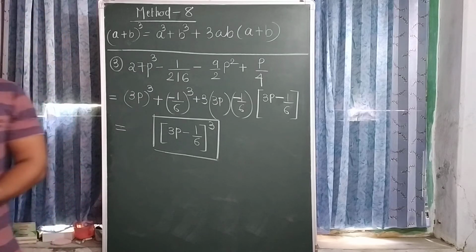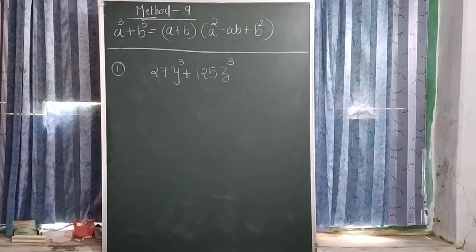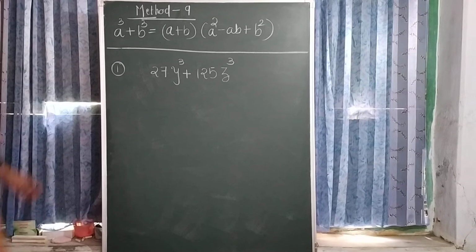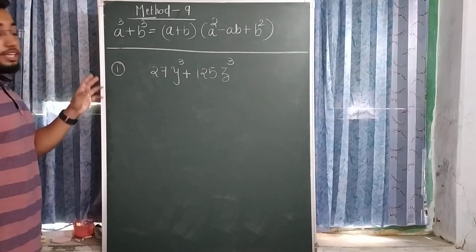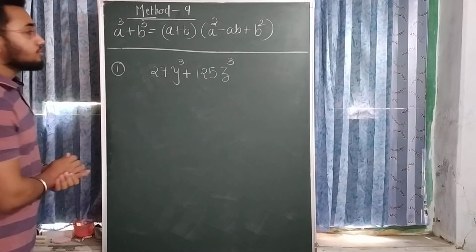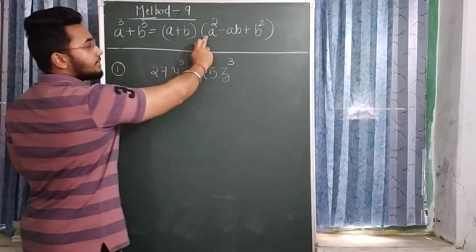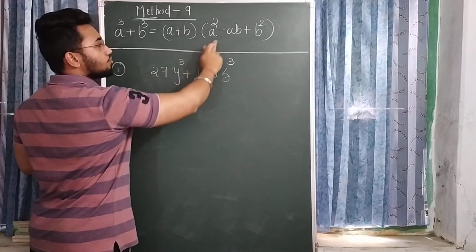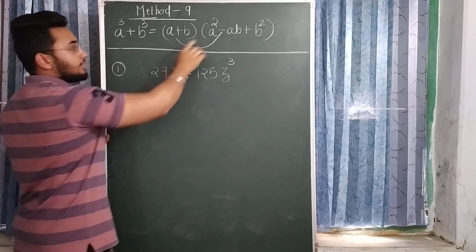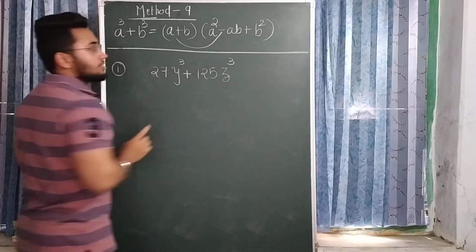So now we are starting our method number 9. Keep watching. Here's your new identity. Let's see. A cube plus b cube. It's not a plus b the whole cube, okay? It's a cube plus b cube, separate cubes. The expansion of this is a plus b, okay? A square, opposite to this sign. Here is a plus, then you have to put here minus. A square plus multiplication of these two, ab, plus b square, okay?